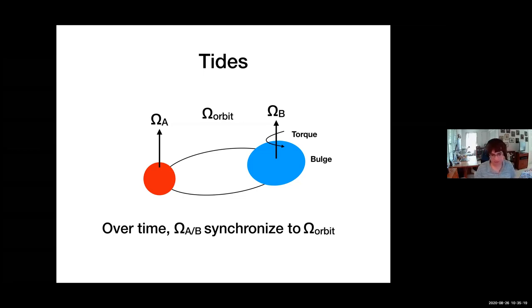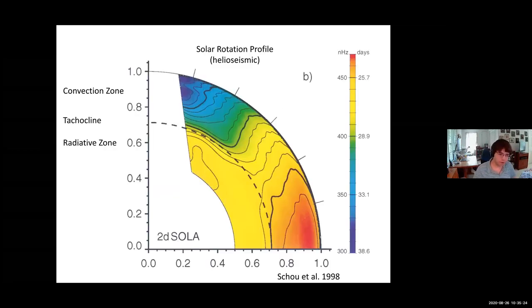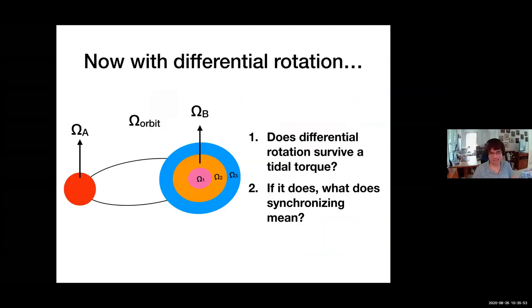So that's sort of the picture when everything is a solid body rotator. But we know from helioseismology that at least one star is very, very definitely not a solid body rotator, right? So the sun has something like a 50% shear between the pole and the equator, and maybe 15% across the convection zone in the radial direction. And so if we're thinking about, say, Kepler eclipsing binaries, where many of them are solar type, maybe we should really be thinking about them as differentially rotating.